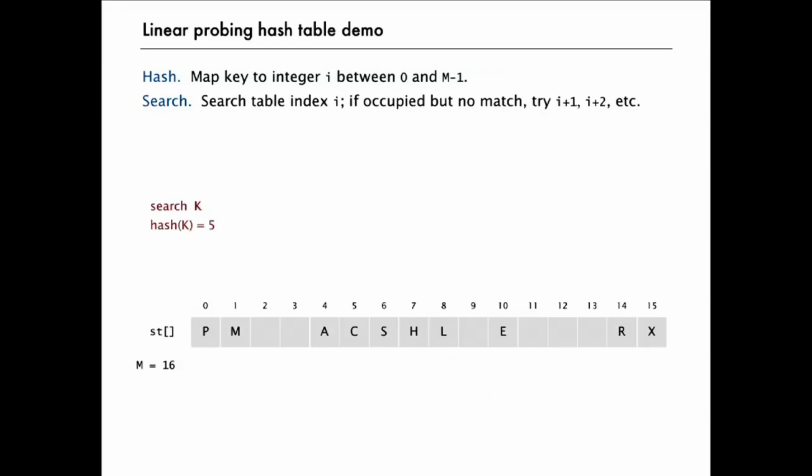If we have a value that's not in the table, like K, well, we'll hash, and is it in position 5? No. 6, no. 7, no. 8, no. And we find an empty position. At that point, we can conclude that K is not in the table, because if K were in the table, it would be somewhere between its hash point 5 and that empty position 9. That's a search miss, and we return null. So that's a short demo of linear probing hashing.